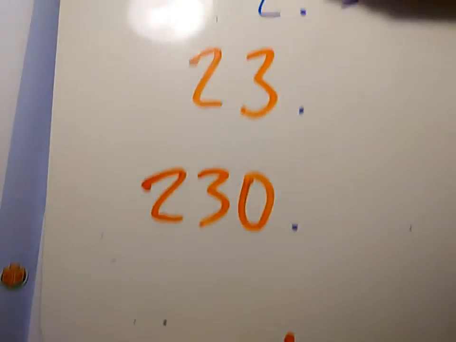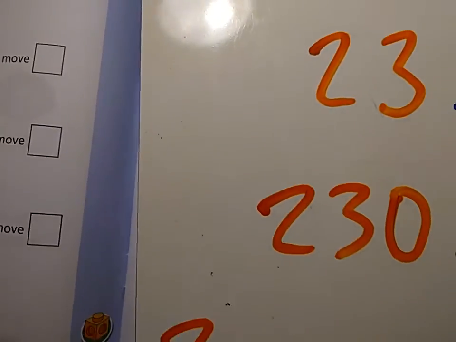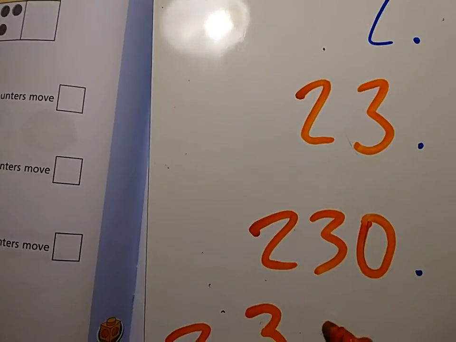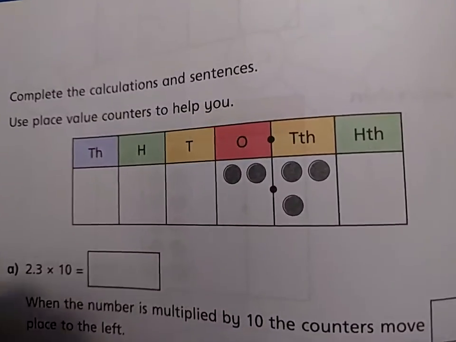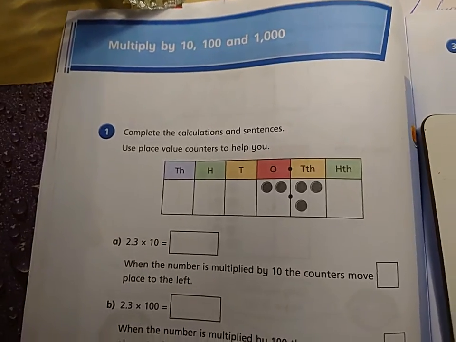I'm going to move everything to the left 3 times. 1, 2, 3. And then the 3, 1, 2, 3. And now I've got two gaps here. Okay, use the place values to help you. You're just shifting these across. I hope that makes sense.